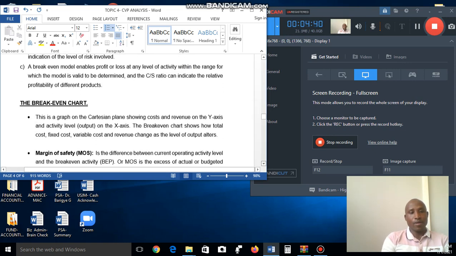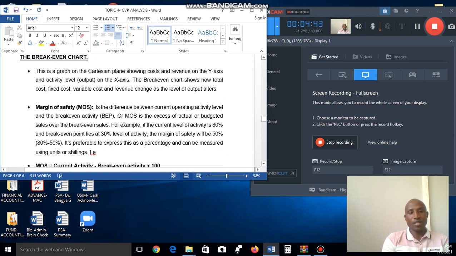Then we have our break-even chart. I have shown you the margin of safety. I said the margin of safety is the difference between the current operating level and the break-even activity, or it is the excess of actual or budgeted sales over the break-even sales. That is the break-even point. That is the margin of safety.